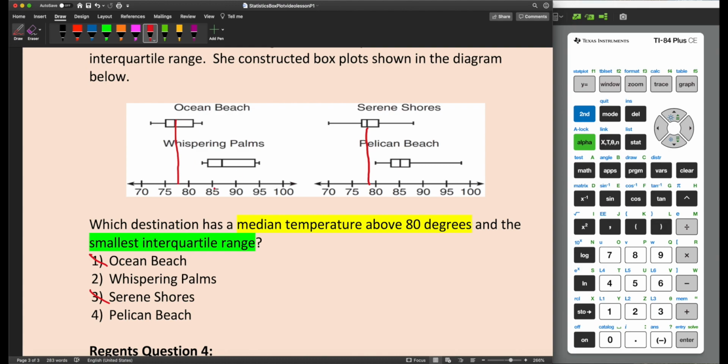Now, Whispering Palms. We know this median hits above 80, well above 80. And we know Pelican Beach also, the median hits above 80. So those 2 work. So now we have to figure out which one of those has the smallest interquartile range. Remember, that's always Q3, which is here, minus Q1. Notice the distance here. And then here, Q3 minus Q1. Well, guys, which one has a smaller box or interquartile range? Right here, Pelican Beach, which of course is choice 4. So you didn't have to do any math for that, guys. You just had to identify the different places they wanted you to know, median and smallest interquartile range, and you could easily answer the question.